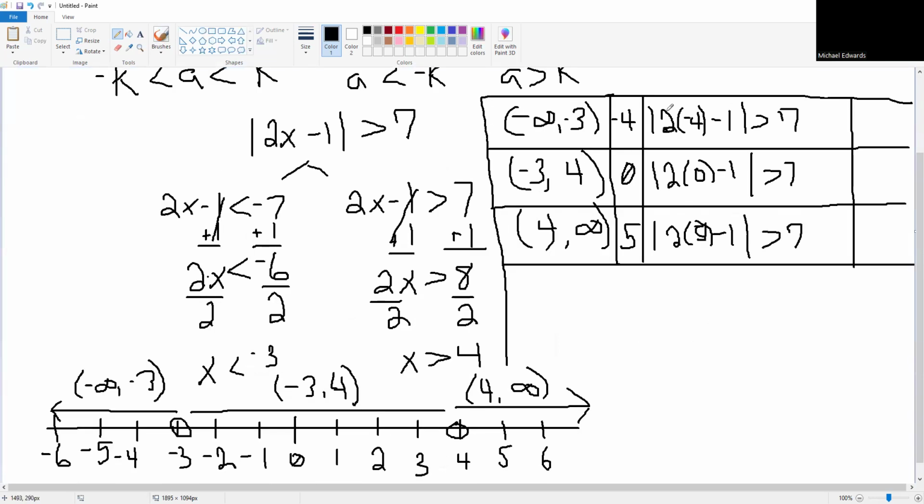Now, let's solve this top one. 2 times -4 is what? We can do it in our head. It's -8. Well, -8 minus 1 is -9. And -9 is not greater than 7. Do you agree?